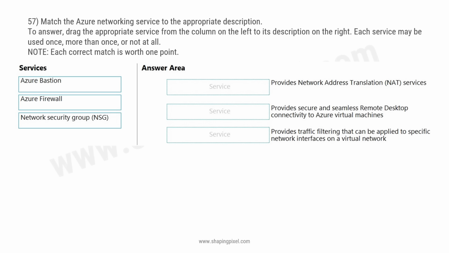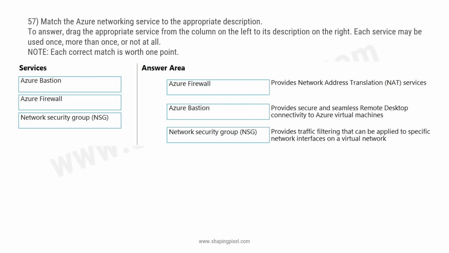Question number 57. Match the Azure networking service to the appropriate description. To answer, drag the appropriate services from the column on the left to its description on the right. Each service may be used once, more than once, and not at all. Each correct match is worth 1 point. So the services are Azure Bastion, Azure Firewall, Network Security Group NSG. So the right answers are: Azure Firewall provides network address translation services. Azure Bastion provides secure and seamless remote desktop connectivity to Azure virtual machines.